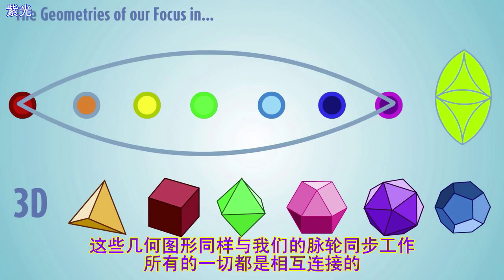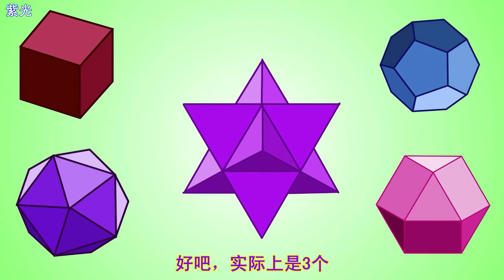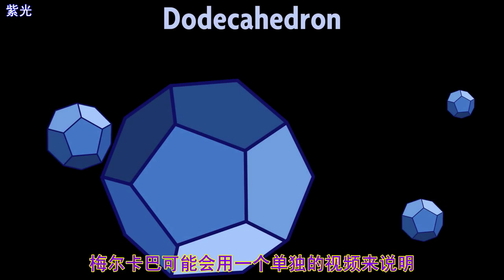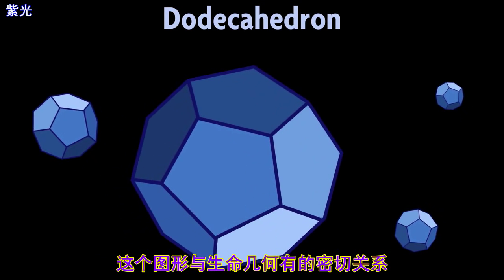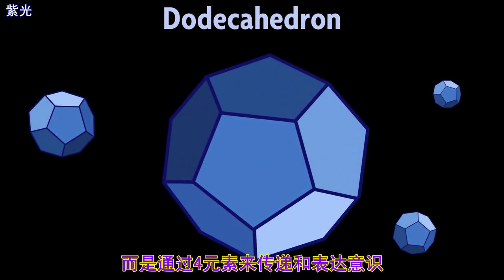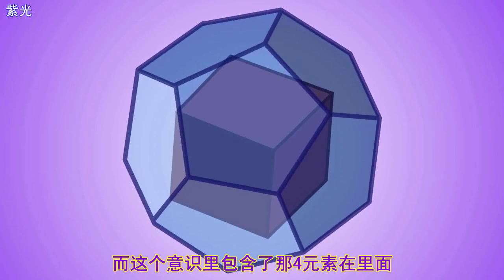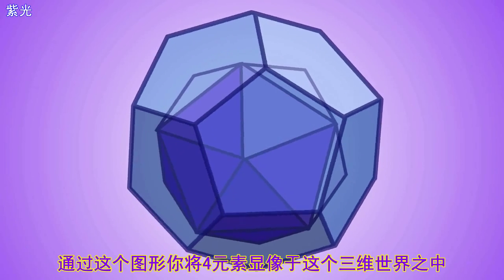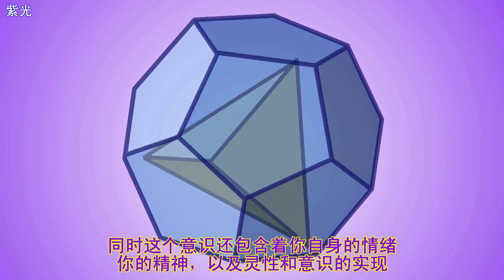These geometries also work in tandem with the chakras. Everything is connected. So we have the 4 elements down, which means there are 2 more geometries to look at. Well, actually 3, but the Merkava is a whole video on its own. The 5th geometry is the dodecahedron, which I associate to being the life geometry. Not creating life itself, but the expression of consciousness through the other 4 elements. Think of it like your awareness of each of the other elements, the awareness of your physical manifestation, the awareness of your emotional self, your mental self, and the realization and awareness of your spiritual self as well.